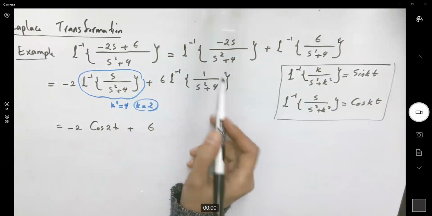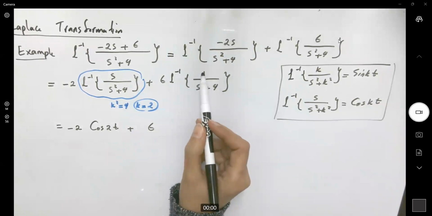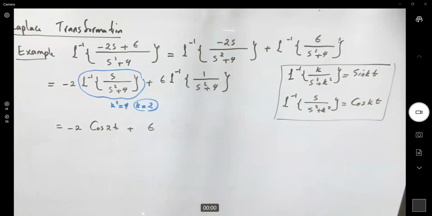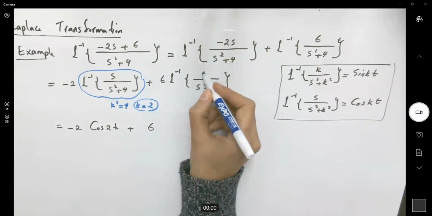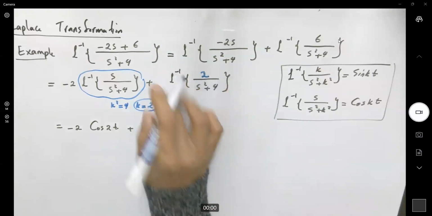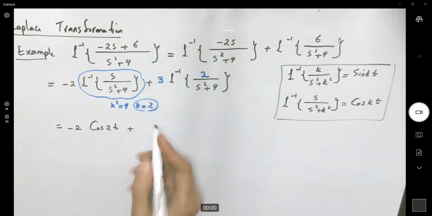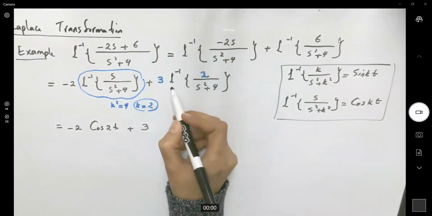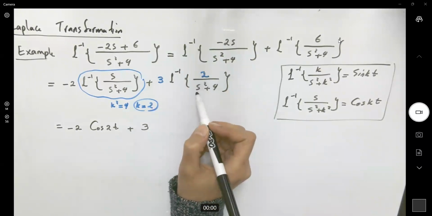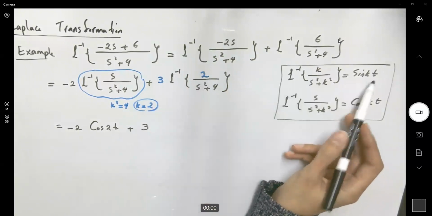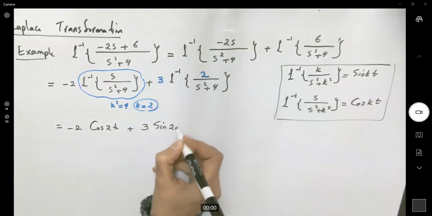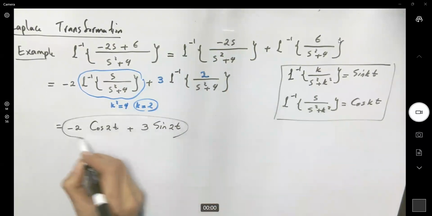But here you have to be careful. You need to have k on the numerator. So it means that it was 2 and this number was 3. So you get plus 3 times the inverse Laplace of 2 divided by s squared plus k squared, which is sine of 2t. This is our final answer.